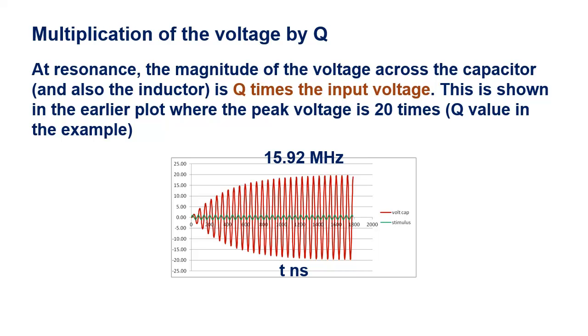At resonance, the magnitude of the voltage across the capacitor, and also the inductor, is Q times the input voltage. This is shown in the plot where the peak voltage is 20 times the input, the Q in the example being 20.